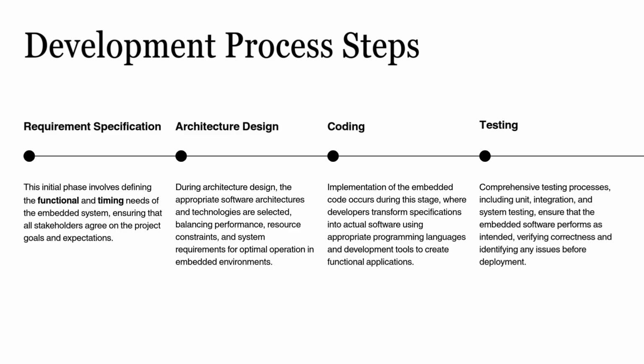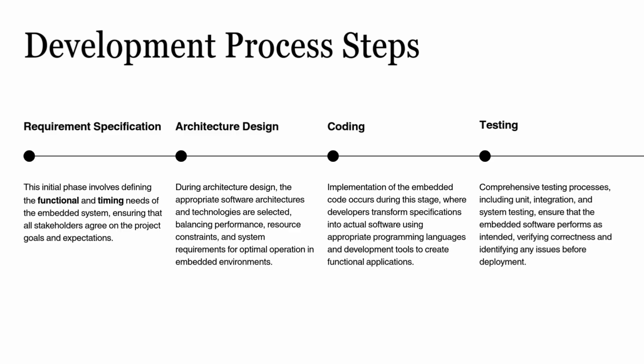Next, we move into the architectural design. Here, we select the software architectures and technologies that strike a balance between performance, resource constraints, and system requirements. This step is all about laying a strong foundation for optimal operation in embedded environments.